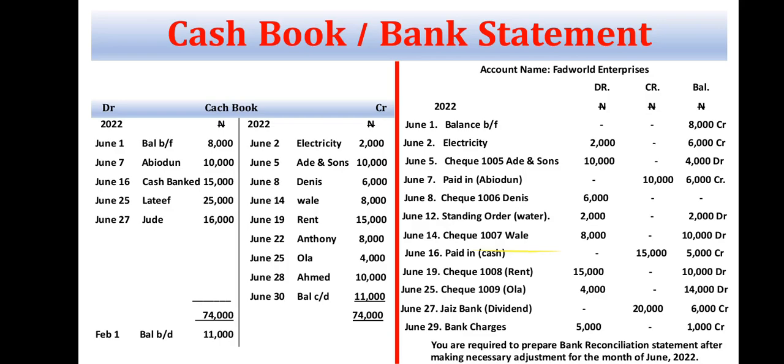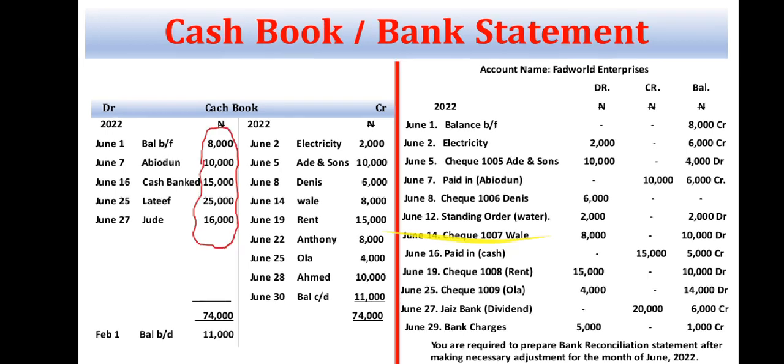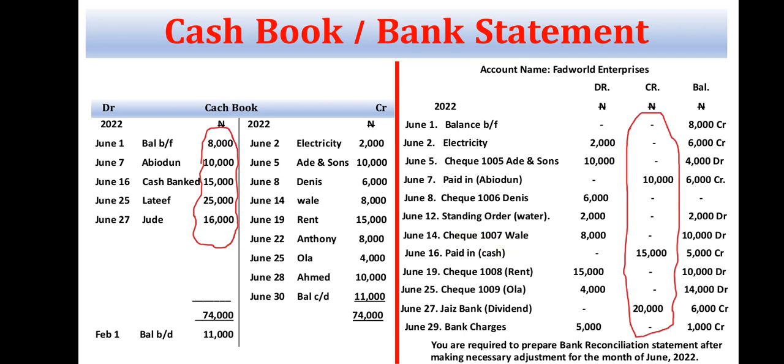So let's get started. We have the cash book and we have the bank statement. I will be taking the debit side of the cash book first. Like I explained in the previous video, all the checks received by the business will be debited to the cash book. When such a check is presented to the bank, the bank will credit the account of the business, which means all the entries at the debit side of the cash book are expected to appear at the credit side of the bank statement.